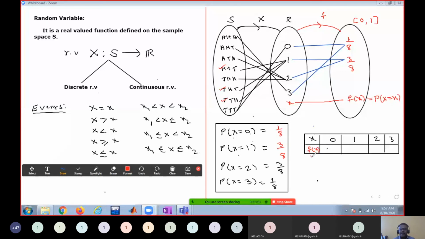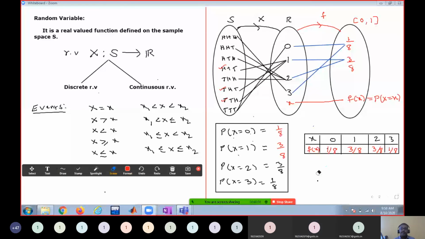So what do you mean by F of X? The probability that X takes the value x. Here, the probability that X takes 0 means there are no heads. What is its probability? 1 by 8. What is the probability that there is exactly one head? 3 by 8. Exactly 2 heads? 3 by 8. 3 heads? 1 by 8.